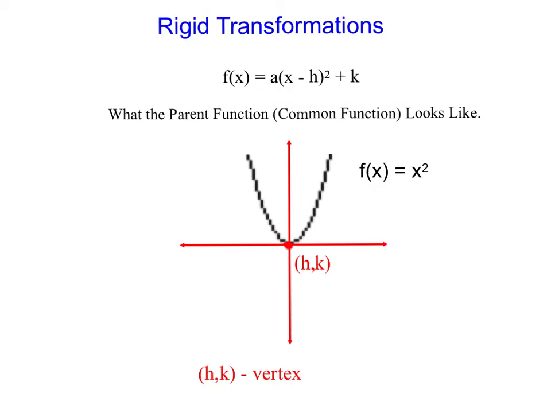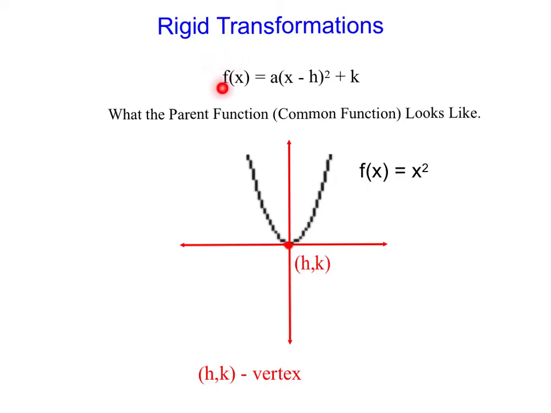Now, as we take a look at parabolas, there are different types of transformations. You're going to see two different types of transformations. The first one is called a rigid transformation, and of course the second one is a non-rigid transformation. We're going to take a look at a rigid transformation first.